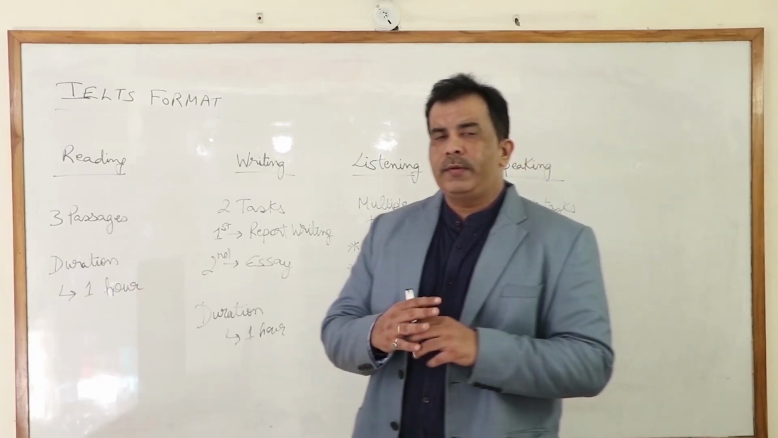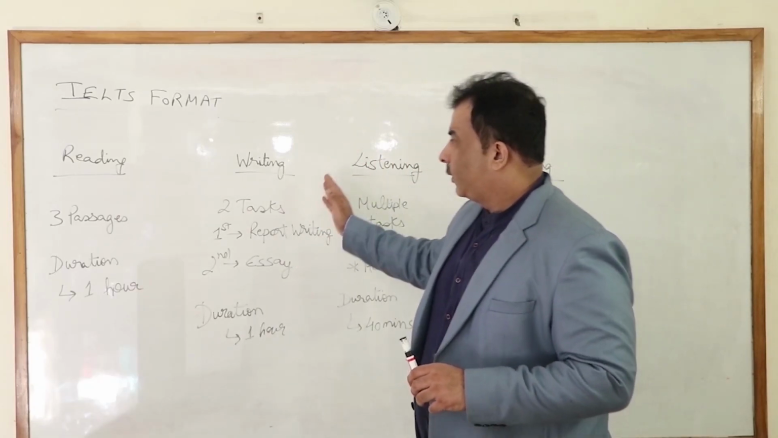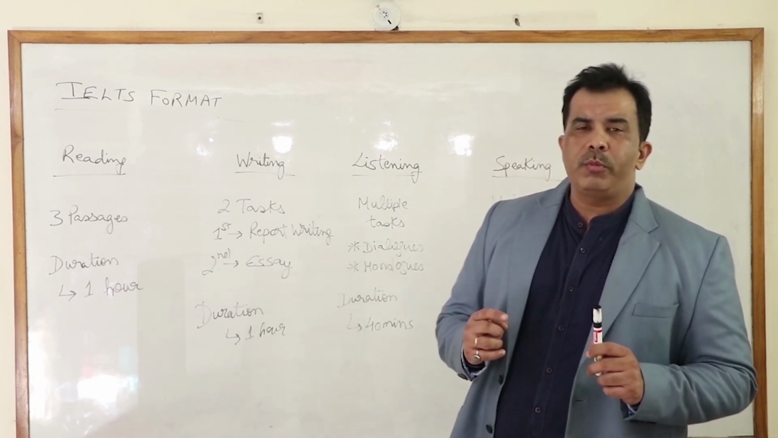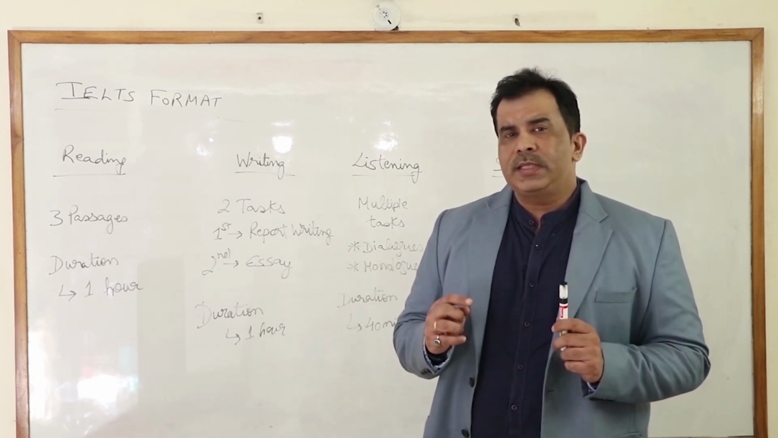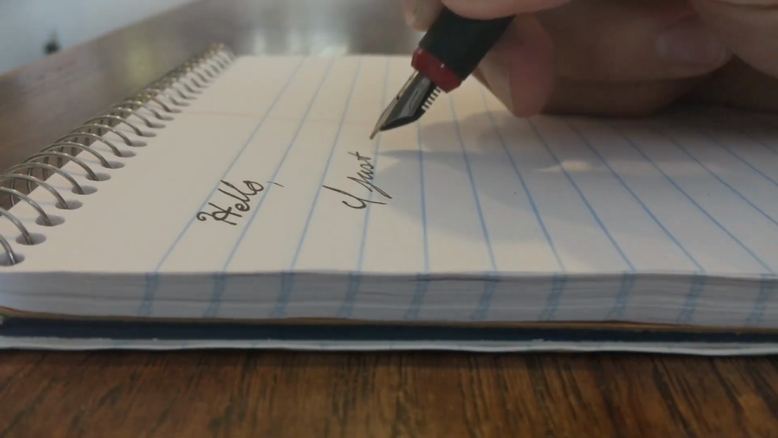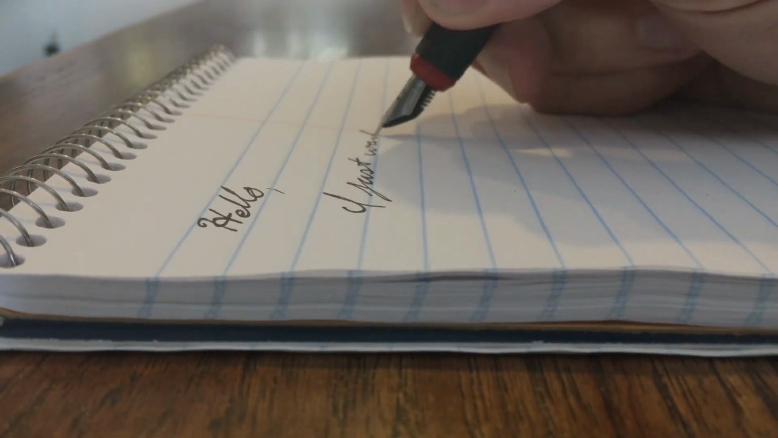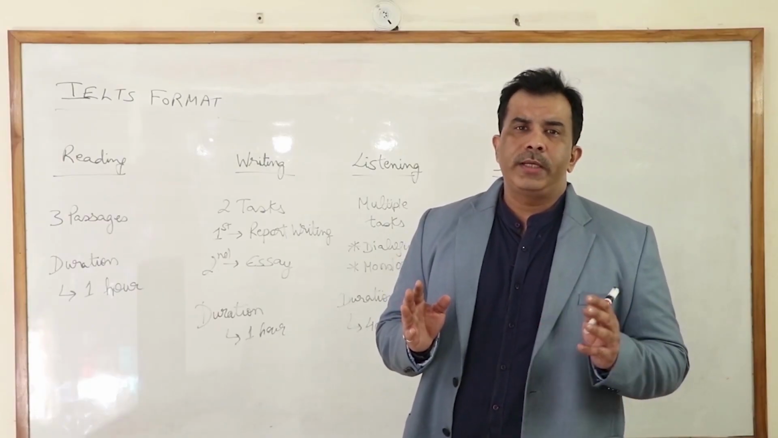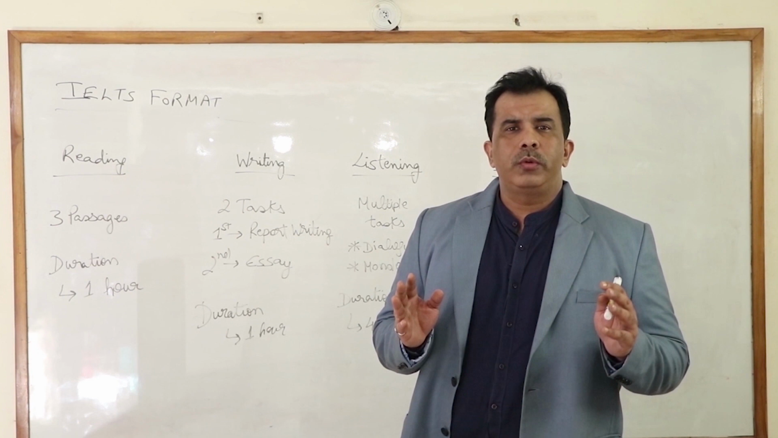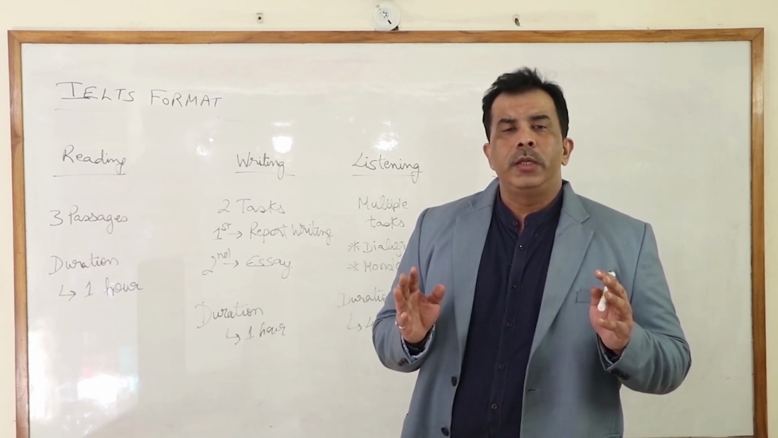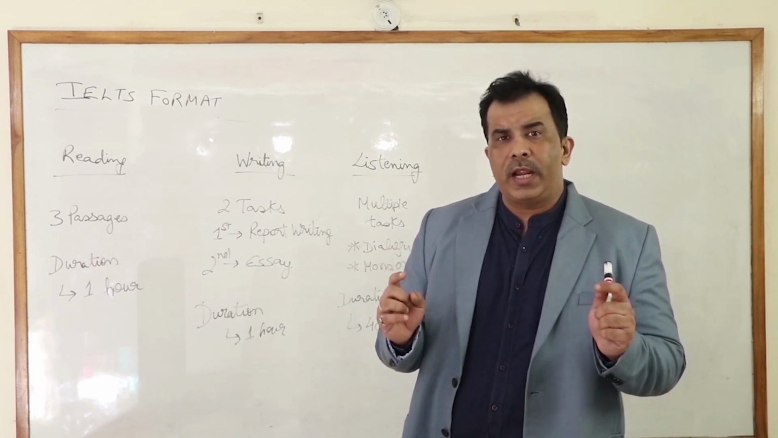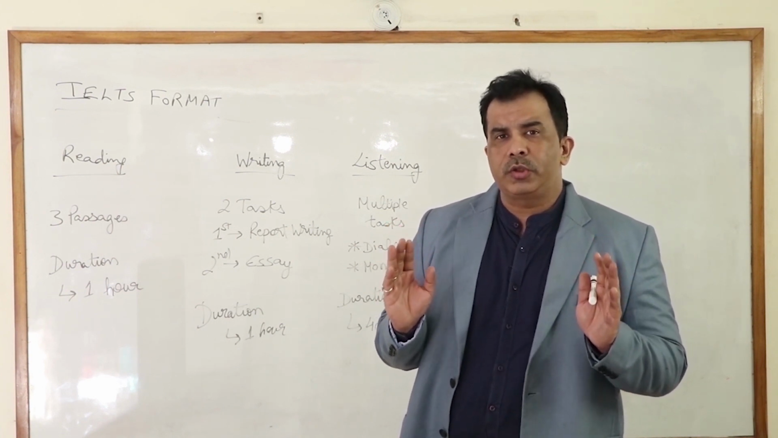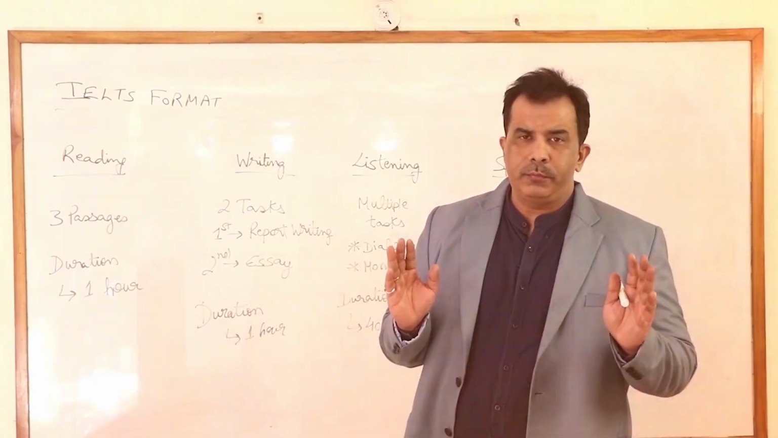When we move on, next is the writing section. Here you will have 2 tasks. The first task is report writing, where you will be given data in the form of a histogram, bar graph, pie chart, or any such pictorial representation, and you have to give a meaty and significant description of the data given to you.